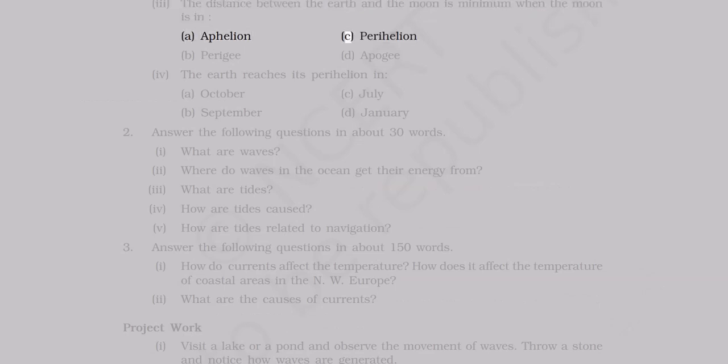3. The distance between the earth and the moon is minimum when the moon is in A. Aphelion, B. Perigee, C. Perihelion, D. Apogee. 4. The earth reaches its perihelion in A. October, B. September, C. July, D. January. 2. Answer the following questions in about 30 words.